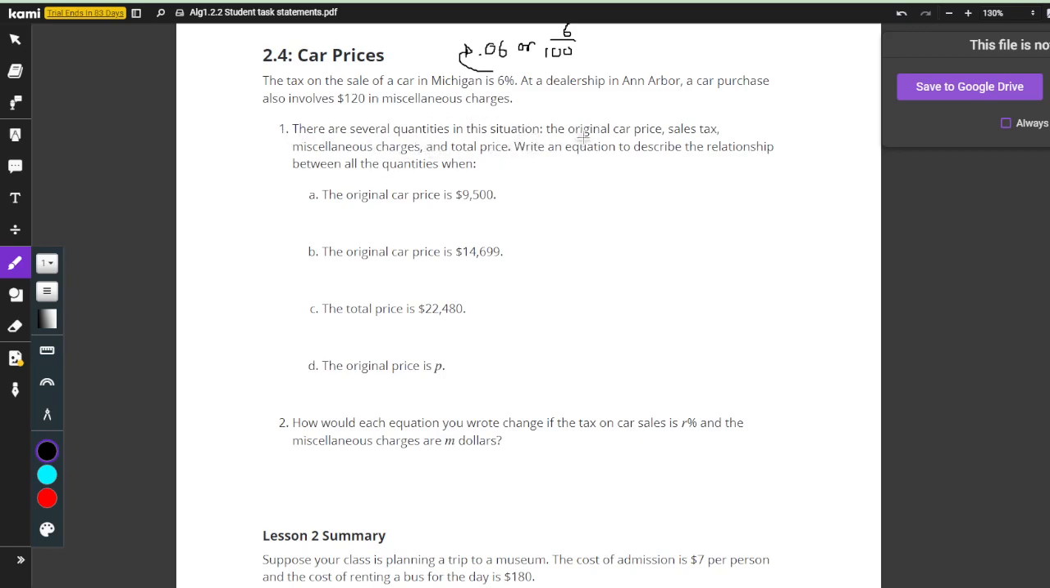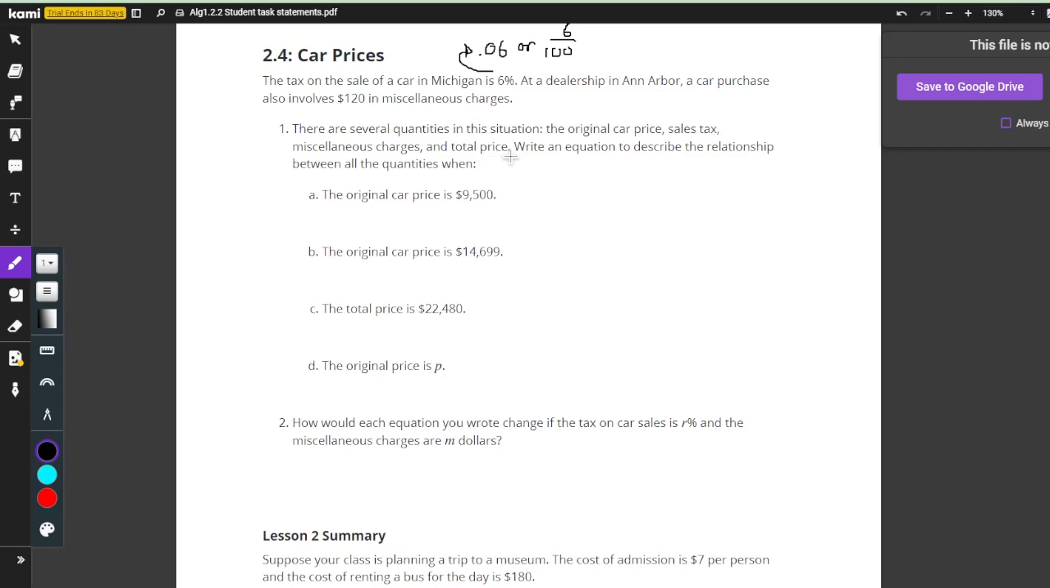There are several quantities in the situation: original price, sales tax, miscellaneous charge, and then the total price. So write an equation to describe the relationship between all the quantities. This is exactly what we did in the pizza problem. With the pizza, we had taxes, so we had to learn how to deal with taxes.